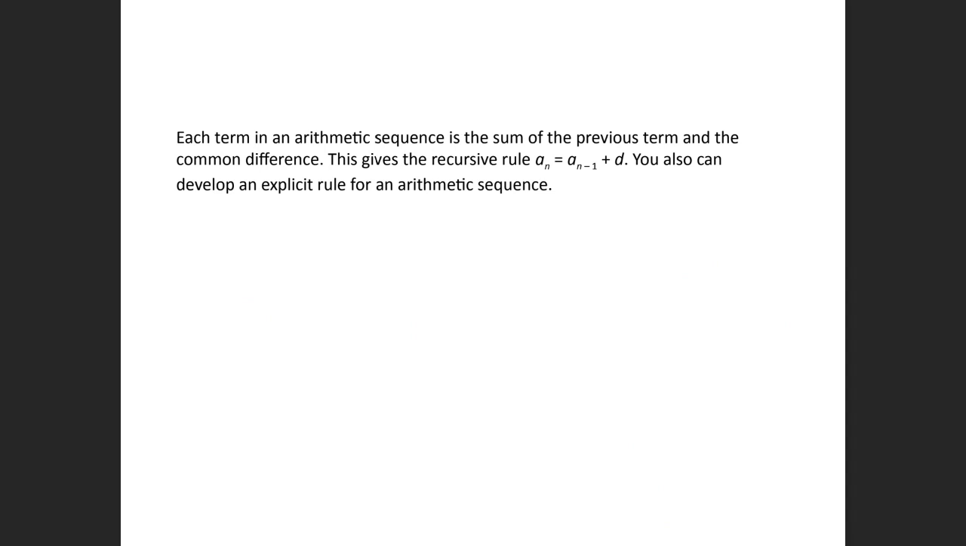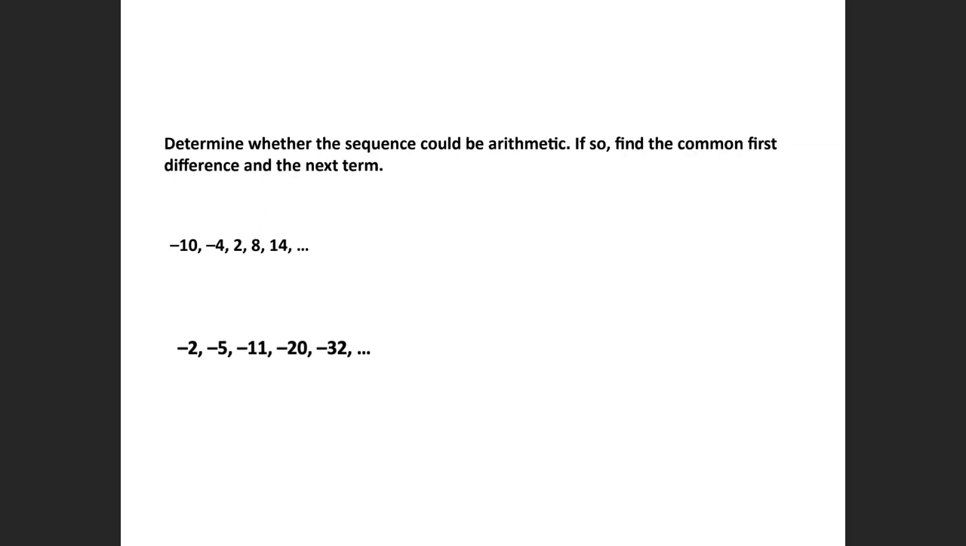Each term of an arithmetic sequence is the sum of the previous term and the common difference. This gives us a recursive formula, a sub n equals a sub n minus 1 plus d. You also can develop an explicit rule for an arithmetic sequence. Those are two really important things for this week. We're going to be talking about an explicit formula and a recursive formula. We'll dive into that a little bit more in the next couple slides.